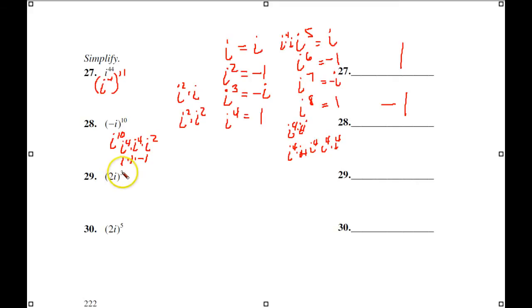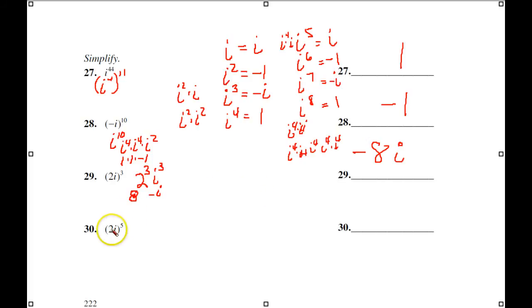Now, here we have to raise 2 to the third power. That's 2 to the third power, i to the third power. We know i to the third power is negative i. So this is going to be a negative 8i. Because this here becomes a negative i times 8. Negative i times 8 is a negative 8i.